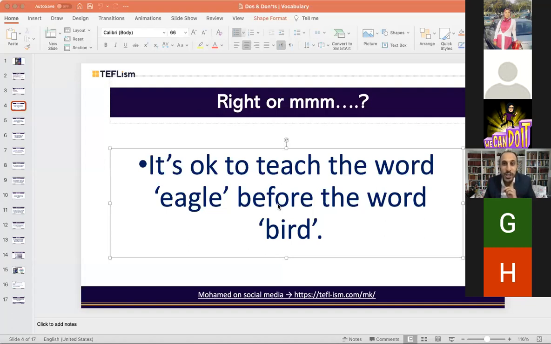Imagine yourself as a Chinese learner, a beginner in Chinese. Do you think your Chinese instructor will give you the word eagle first? You need the word bird first. Do you agree with me? So simpler words first and more complicated ones after, not the opposite. So it's not really fine.